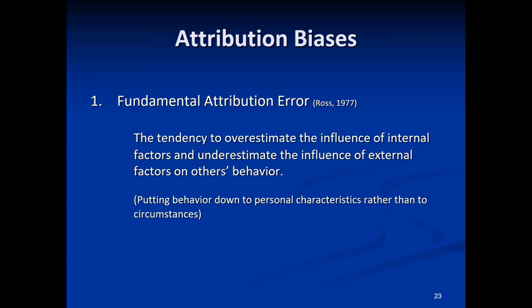The error is caused to a large degree by perceptual salience. That is, people performing actions draw attention and are easily observable, whereas background settings don't draw attention and are less easily observable. As a result, we typically accredit a person's actions to their inherent qualities rather than to the situation that they are in.